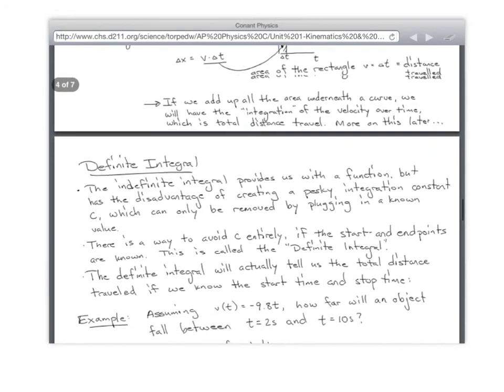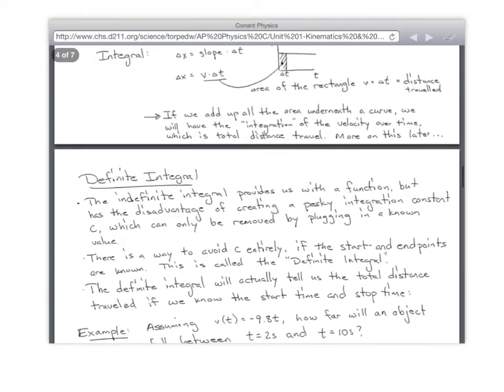Definite integral. Okay, sometimes it's convenient to solve an integral in a little bit different way. The different way is, if we know an initial and a final condition, we can solve the integral and not ever have to deal with the plus c. A lot of times in the homework or in lecture, I'm going to do this instead.